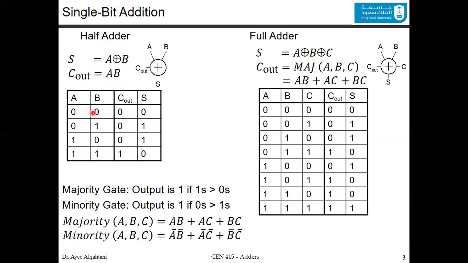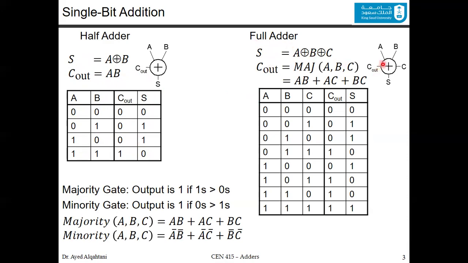So if you add 0 and 0, the sum is going to be 0 and the carry out is 0. If you add 0 and 1, the sum is 1 and the carry out is 0. If you add 1 and 0, the sum is 1 and the carry out is 0. If you add 1 and 1, then the sum is 0 and the carry out is 1.